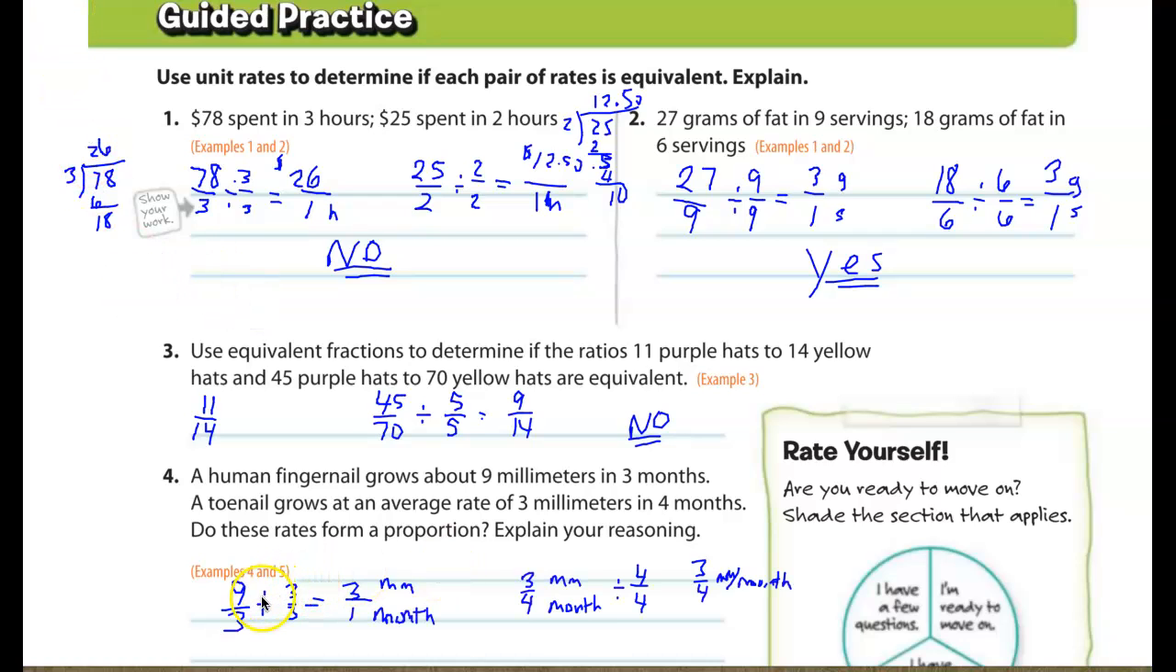Okay, so if we were to make the ratio 9 millimeters in 3 months and then simplify that, we divide the top and bottom by 3. 3 divided by 3 is 1. So that's a growth of 3 millimeters every month for your fingernails. Let's see if this next one is the same. 3 millimeters in 4 months. Well, right away I can tell that is not equivalent, but if I were to go ahead and simplify that, dividing the top and the bottom by 4, 3 divided by 4 is 3/4 millimeters per month, and that's definitely not the same.